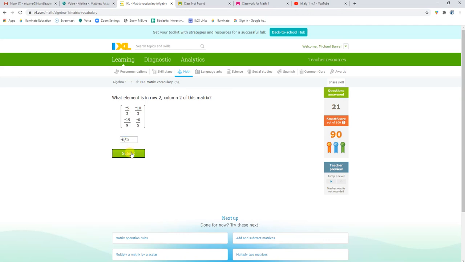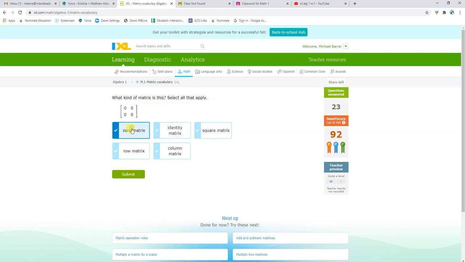Ooh, challenge zone. It's a fraction. Is this an identity? This is not an identity. The identity, the ones need to be on the diagonal coming down this direction. This is not an identity matrix. An identity, the ones are coming down on the diagonal, or so I think. Let's see if I am right. If I am wrong, we'll correct myself.